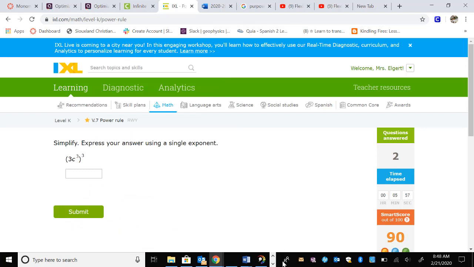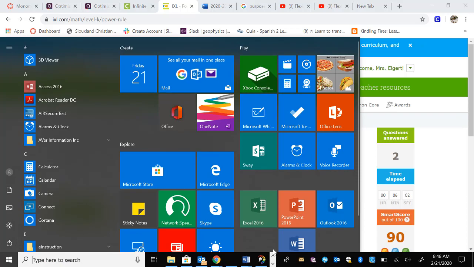All right, so keep going. Go back to the module, click the next assignment, and get it done.